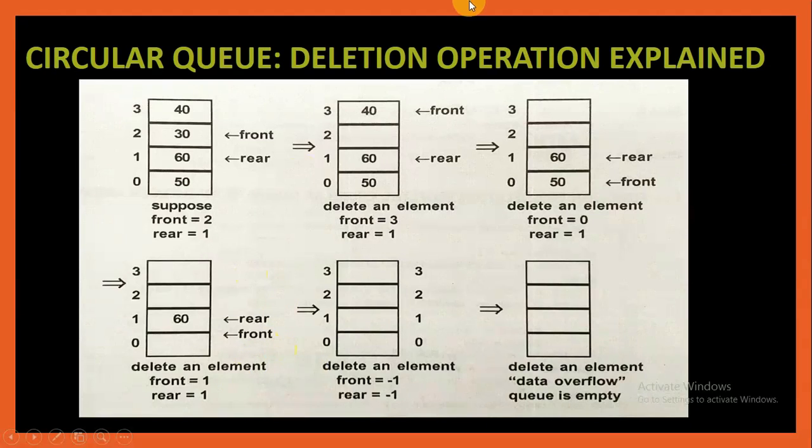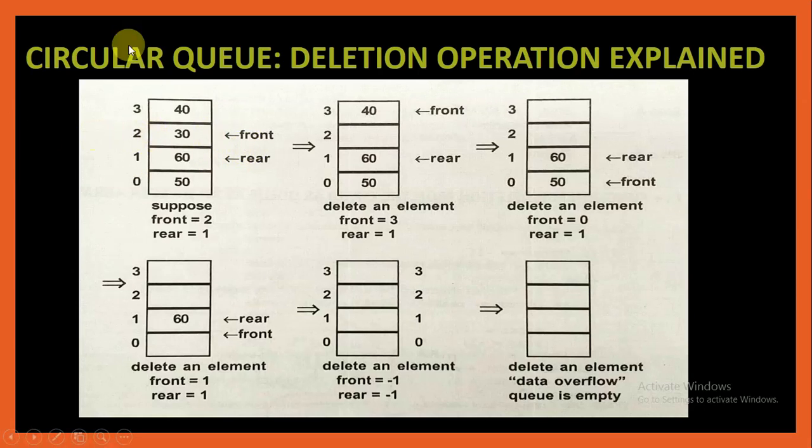Now let us understand it again using this memory diagram. Suppose this is the structure of my queue in which there are 4 elements and my front is at 2, you can see here, and rear is at 1. Front is equal to rear plus 1, so my queue is full in this case.